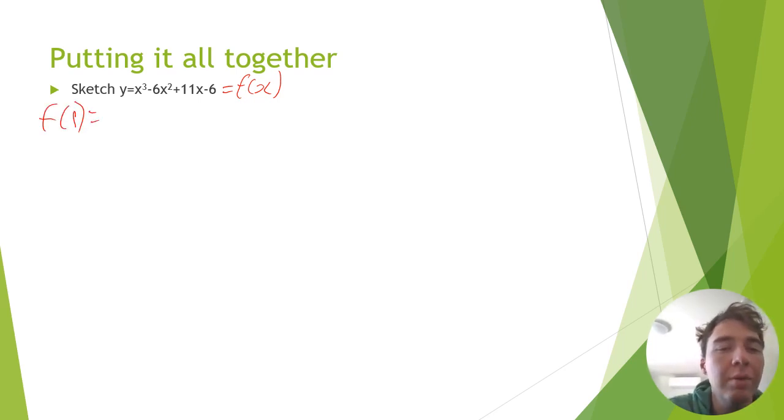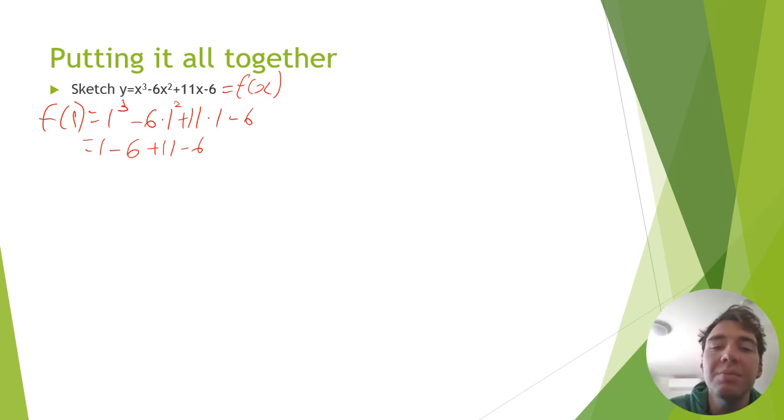Let's see what happens. We get 1 cubed minus 6 times 1 squared plus 11 times 1 minus 6. Well, 1 cubed is 1. 1 minus 6 plus 11 minus 6. 1 minus 6 is minus 5, plus 11 is +6, minus 6 is 0. Wow, so cool, so insightful. So we now know that x minus 1 is a factor, right? That's what the factor theorem tells us. If you substitute it in and it's equal to 0, then x minus that thing is a factor.